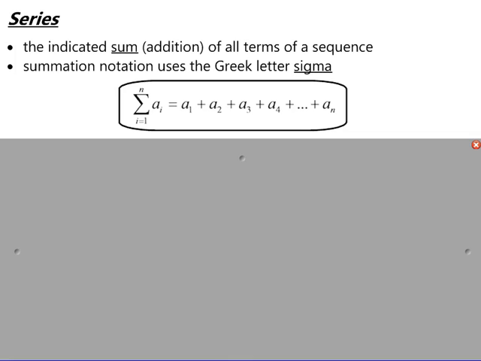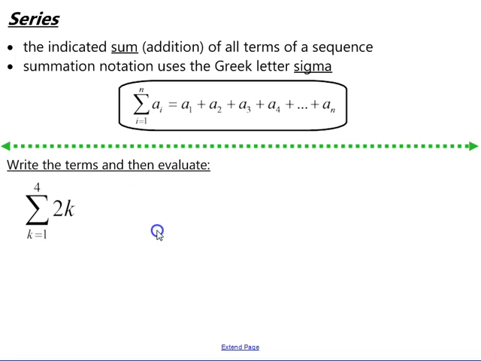A series is the indicated sum or addition of all terms of a sequence. The summation notation uses the Greek letter sigma. So basically, with the sequences we worked with before, we're going to take all of the terms from the first to a certain term and add them all together. Now, it's represented by a formula, that nth term that we talked about, and it tells us which term to start with and which term to finish with. So let's take a look at this example as we explore how to work with a series.